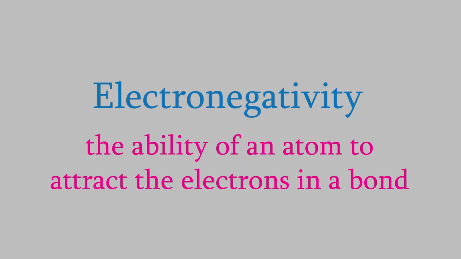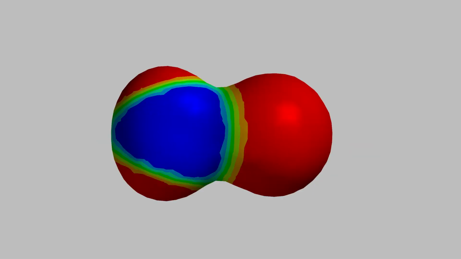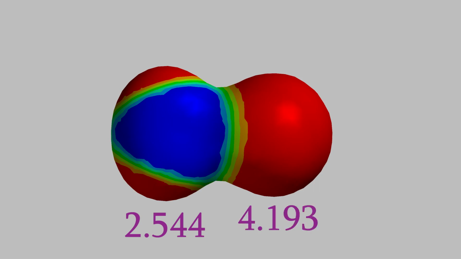Electronegativity is a measure of the ability of an atom to attract the electrons in a bond. As you can imagine, it's related to the effective nuclear charge. It turns out that the carbon has an electronegativity of 2.544, and fluorine has an electronegativity of 4.193, much higher, so fluorine is a much more electronegative atom.